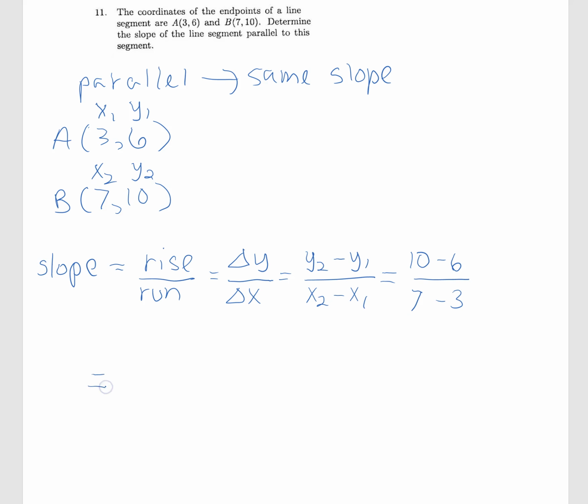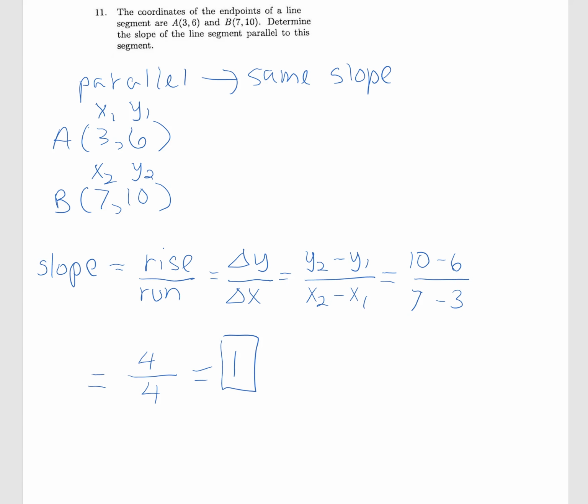This equals 10 minus 6 is 4 on the top, and 7 minus 3 is 4 on the bottom. Perfect. That gives us an even 1. So the slope of our line is 1. And any line segment parallel to this one will also have a slope of 1. That's our answer.